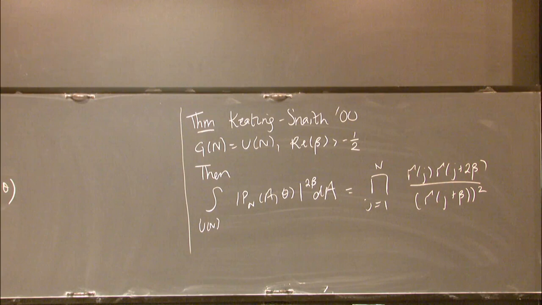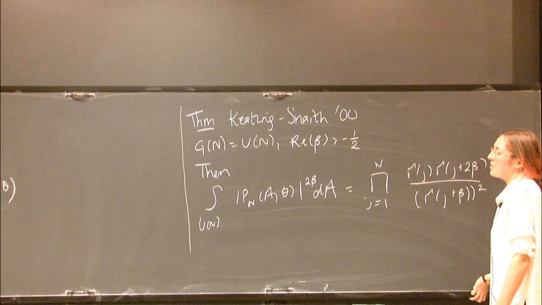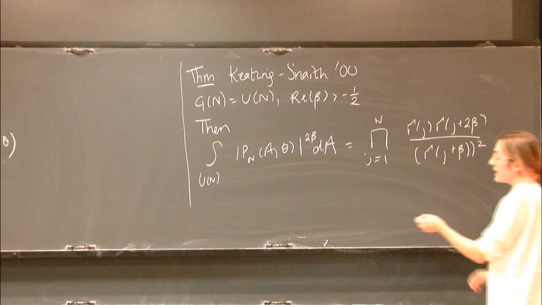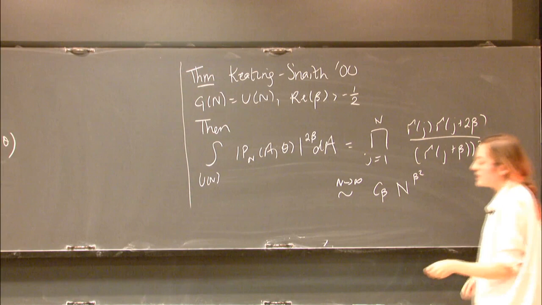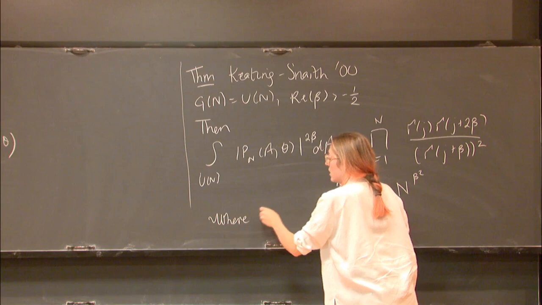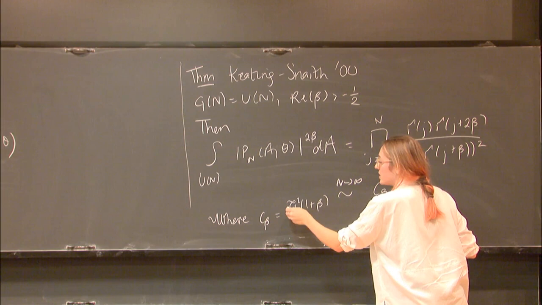So we have this lovely result via Selberg by Keating and Snaith, a closed form which gives you obviously an asymptotic form. So as N gets large, this behaves like N to the beta squared, where we know exactly the form of this function c sub beta, which is a ratio of Barnes G functions. Let's write script G here to make it distinct from the matrix group G(N).